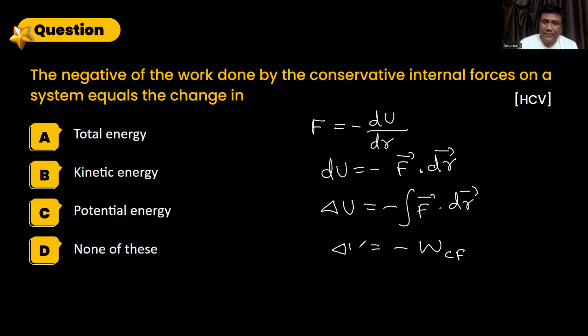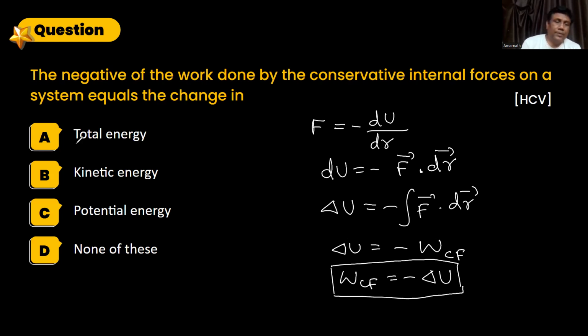So it means work done by conservative force is always equal to negative of change in potential energy. So out of the 4 options, total energy is wrong, kinetic energy is wrong, potential energy is correct. So this is the correct answer.